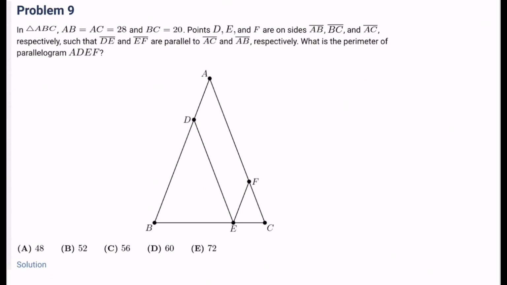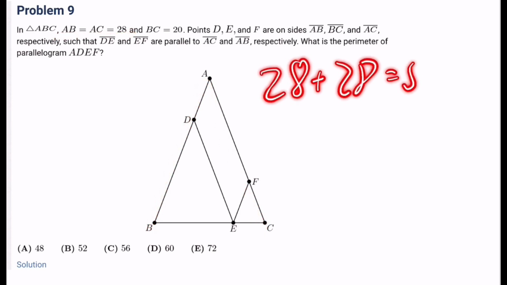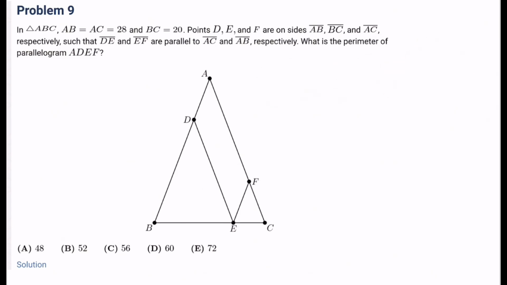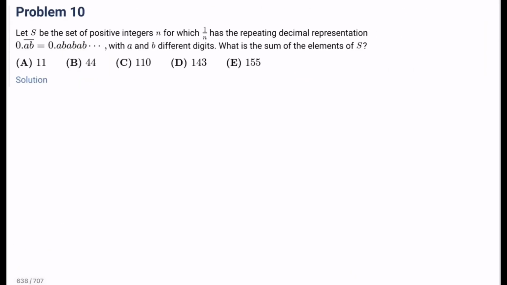Okay, so the first thing that we can notice is that these two lengths are equal, right? DE and DB, and same thing for here, FE and FC are equal. That means this length, that's the perimeter, is just equal to this length plus this length. And AB equals AC equals 28, so we can do 28 plus 28 equals 56, and that's just our answer, right? So it's 56.